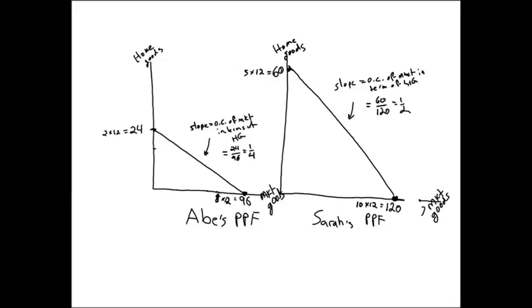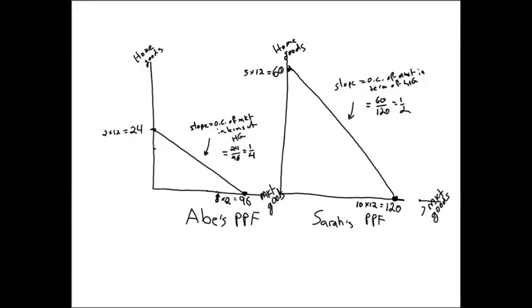And we can see that Sarah's production possibility frontier is further out than Abe's production possibility frontier. This shows the fact that she can produce more of home goods and more of market goods. But I want us to especially note that the slopes of these two production possibility frontiers are different. So we know from this that they have two different opportunity costs of producing market goods.